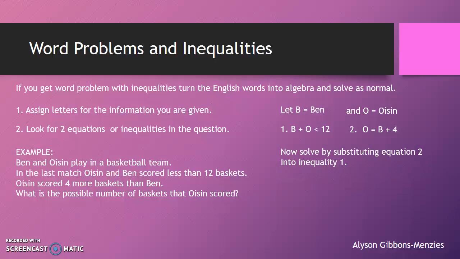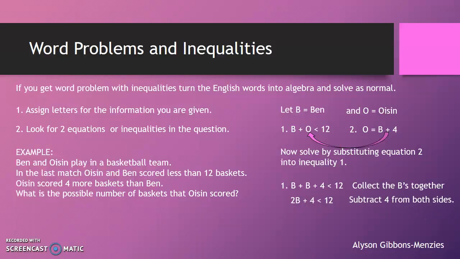Now, we're going to solve by substituting equation 2 back into inequality 1. So in the inequality we've got B plus B plus 4 is less than 12. Collect the B's together, so we've got 2B plus 4 is less than 12. What do we do next? We subtract 4 from both sides of the inequality. So 2B is less than 8. If we divide both sides of the inequality by 2, we're left with B is less than 4.